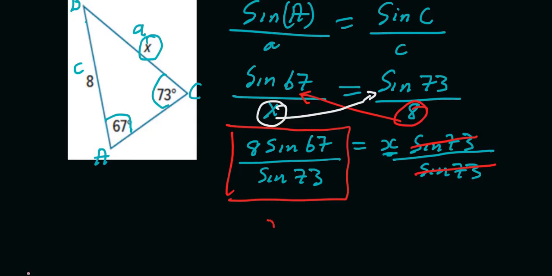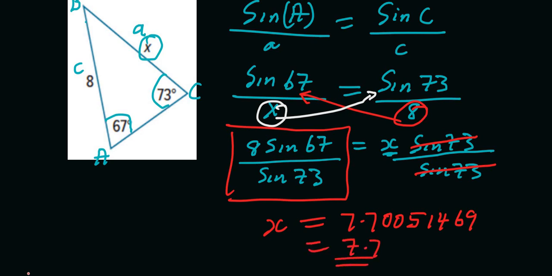All right, so x is now equal to 7.700514696. So to the nearest tenth, it will be 7.7, and this is now the final answer to this question. I hope this is clear. All right, so let's move on to the next one.